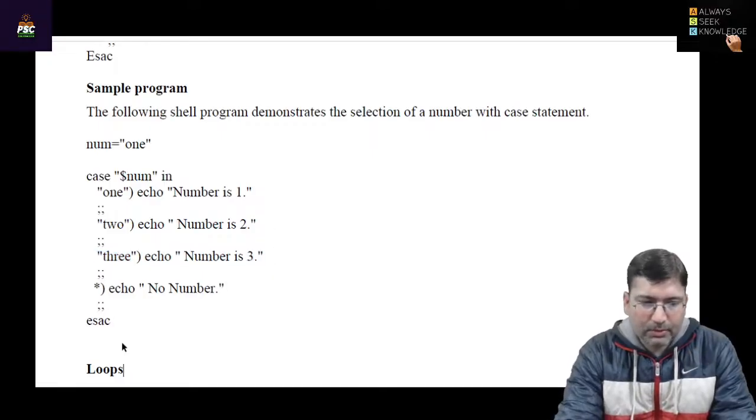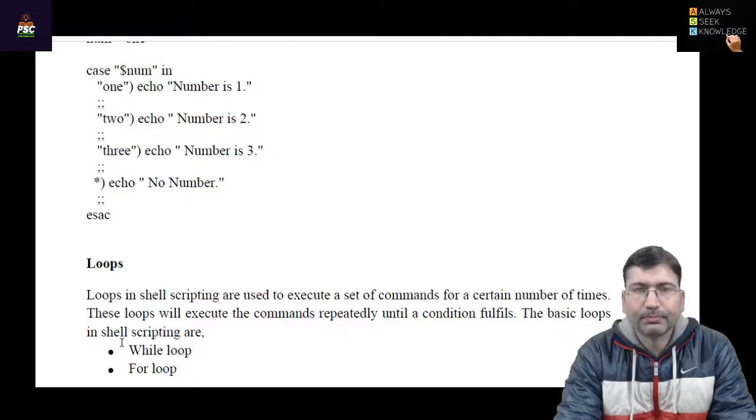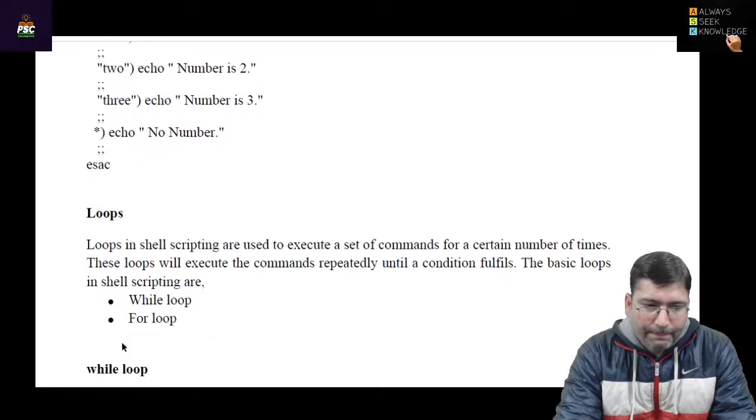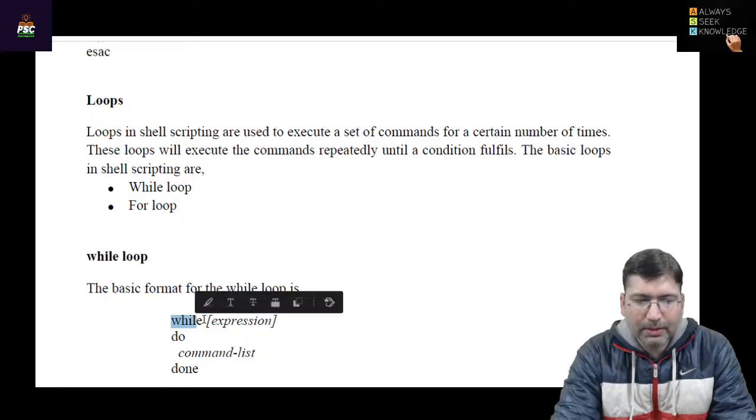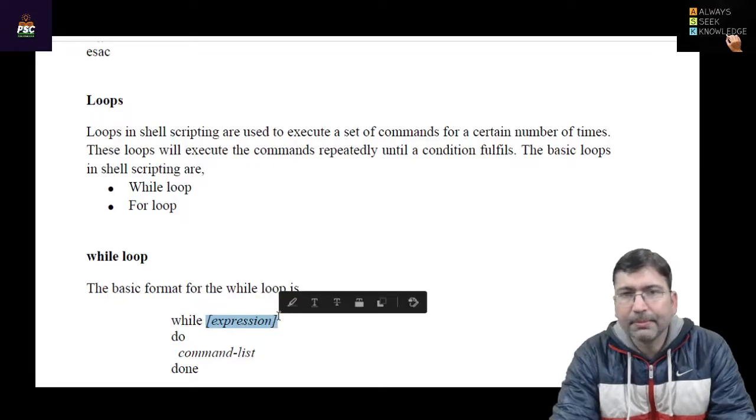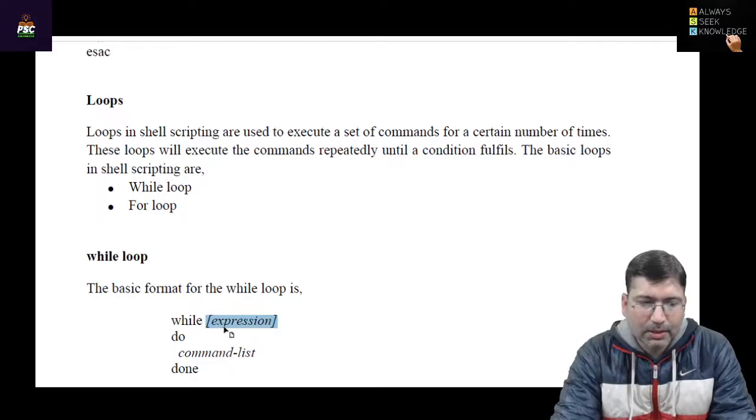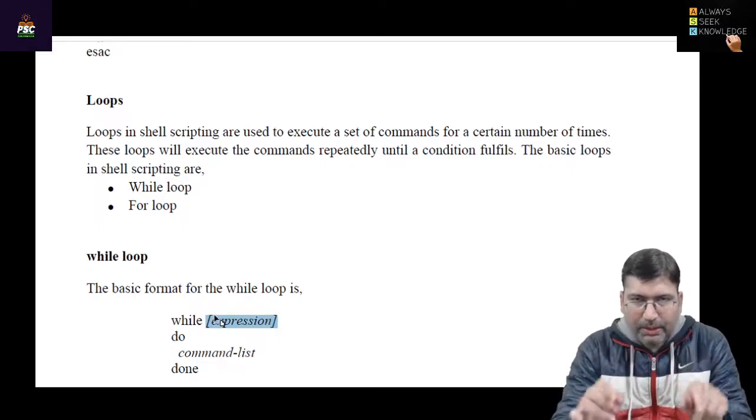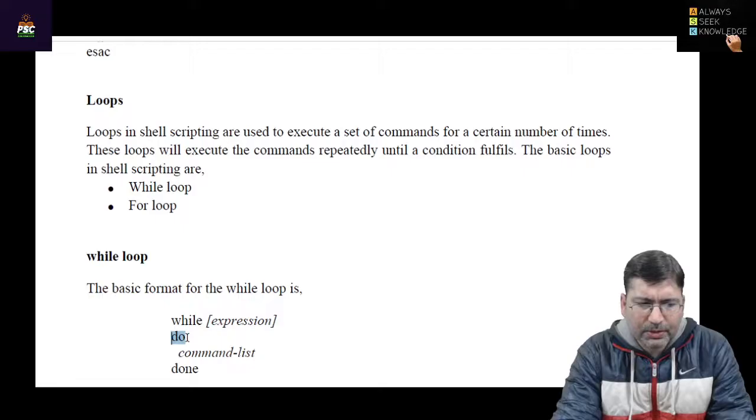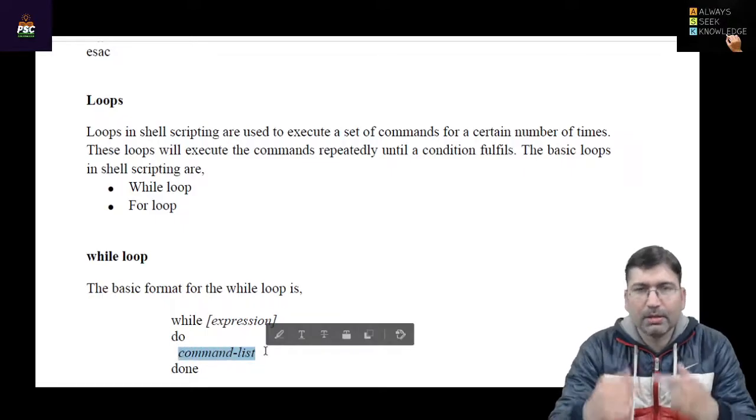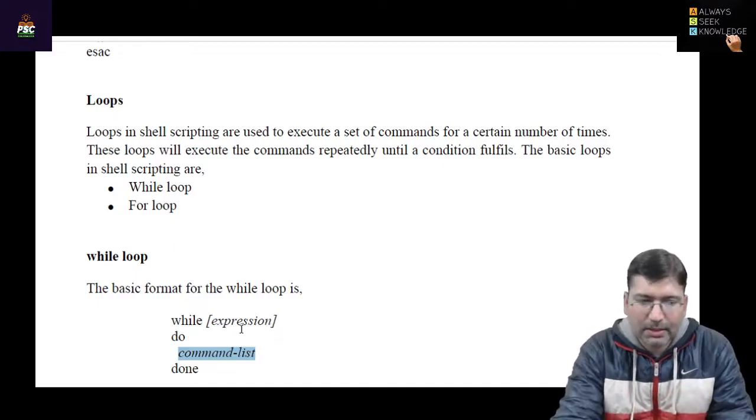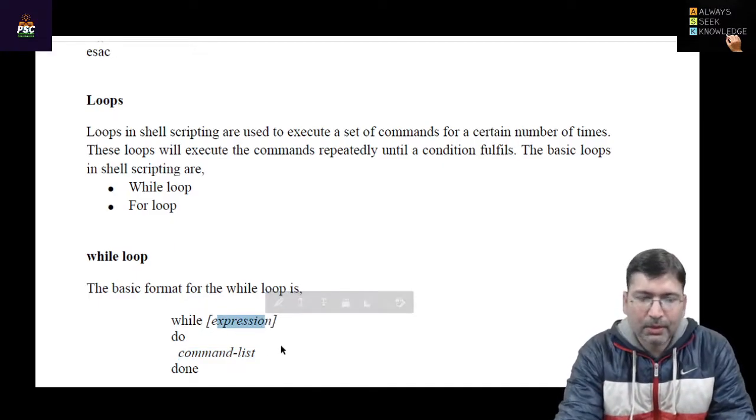Now after that you need to learn how to apply loops. Generally we use two types of loops, for loop and while loop. In this lecture we are covering how you can apply the while loop, and then you apply some condition, any condition, any expression within this square bracket. And while loop starts with do and it closes with done. In between do and done, whatever statement you write, it keeps executing until this condition becomes false. So that is the structure of while loop.